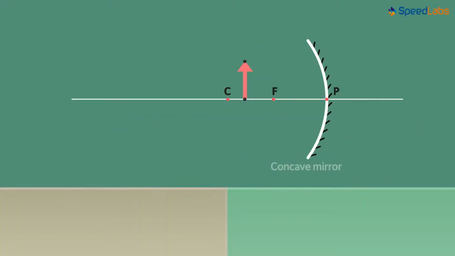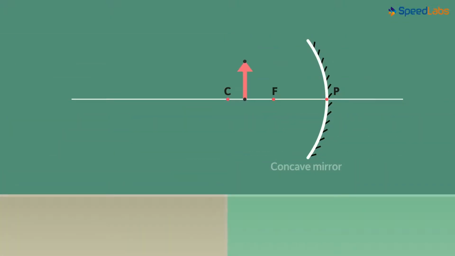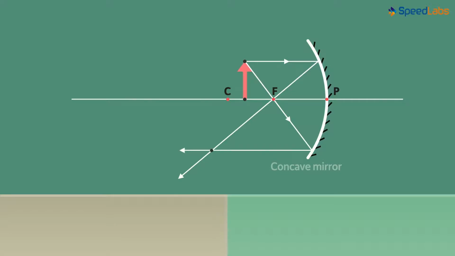Well, if you remember, when we were talking about the ray diagrams for images formed by concave mirrors, we saw that the rays which are parallel to the principal axis will always pass through the focal point after reflection, and the rays which pass through the focal point will always travel parallel to the principal axis after reflection. There, we had only used these two rays to draw all of our ray diagrams.